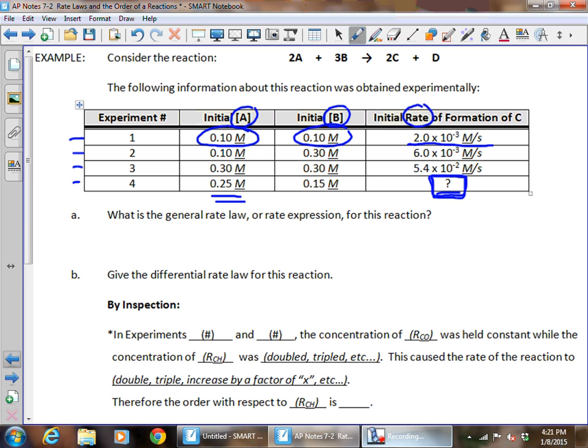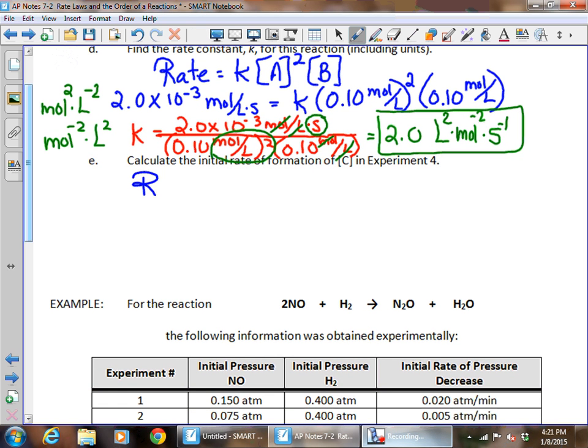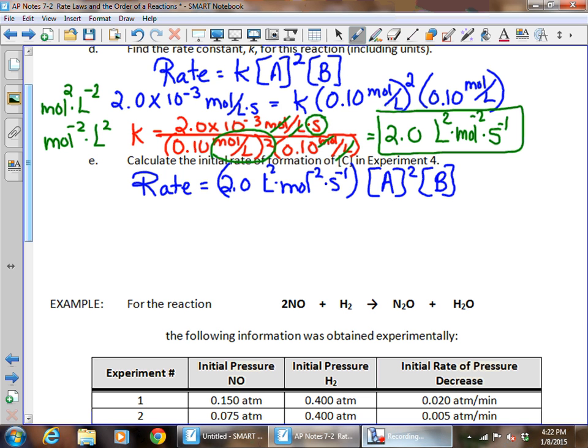So plugging in these values right here for our concentration into our rate law is going to give us the rate. Let's look at how that would play out. We know now, since we know K, that rate is equal to 2.0 liters squared, moles to the -2, seconds to the -1, times A squared times B. That's our equation. At this particular temperature, that's our equation. And now, without stepping foot in the lab, again, I know I keep harping on that, but it's just so beautiful the way this works.